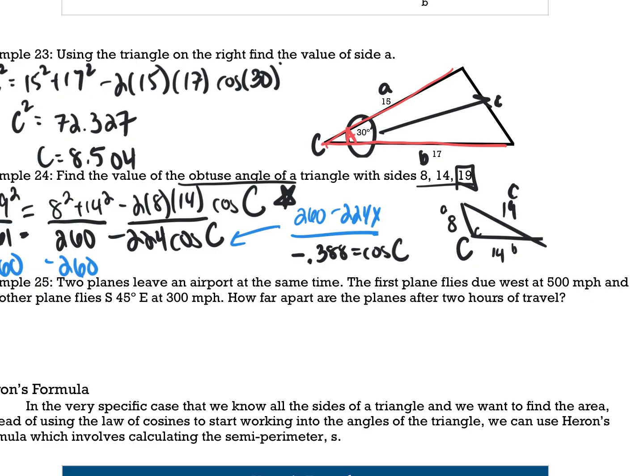And then again, I just do the inverse angle. Oops, I hit the wrong button in my calculator. And so I get cosine inverse of negative 0.388. That gives me an angle of 112.859. That's the angle.